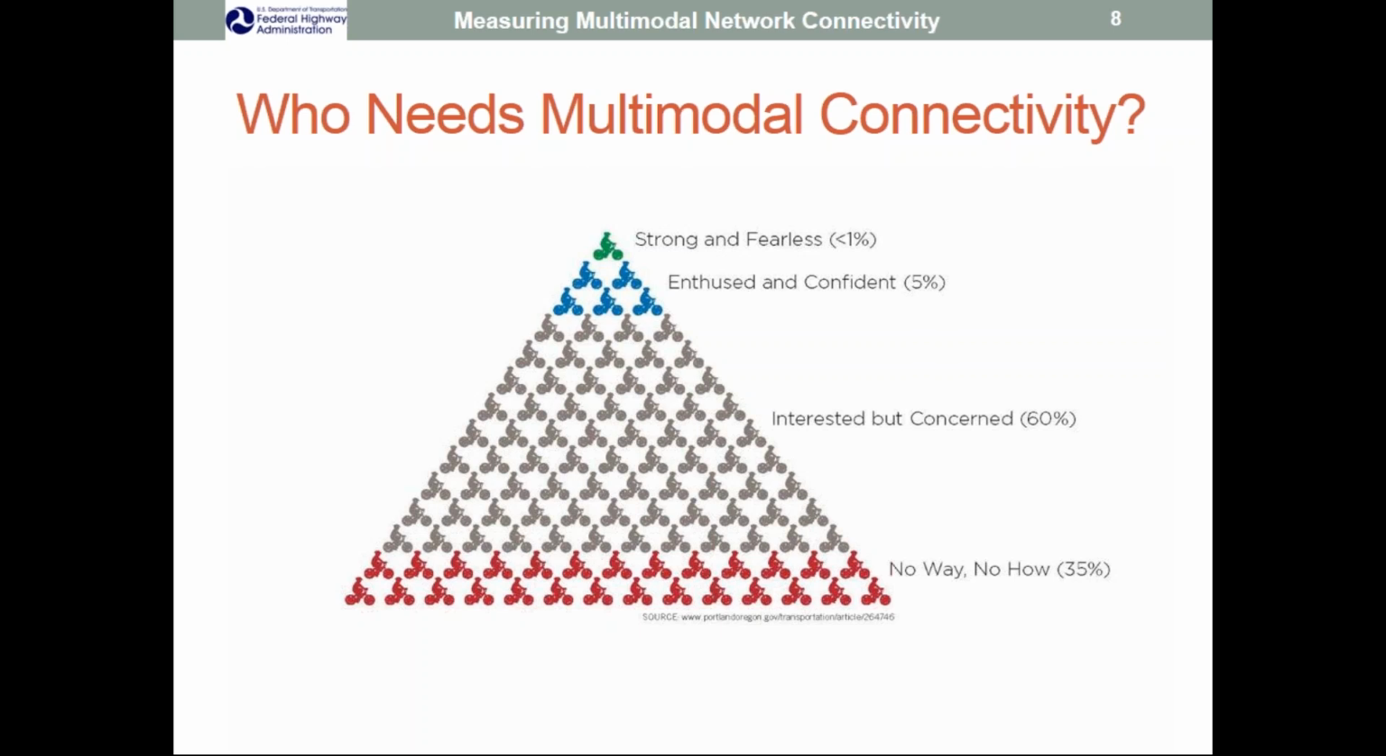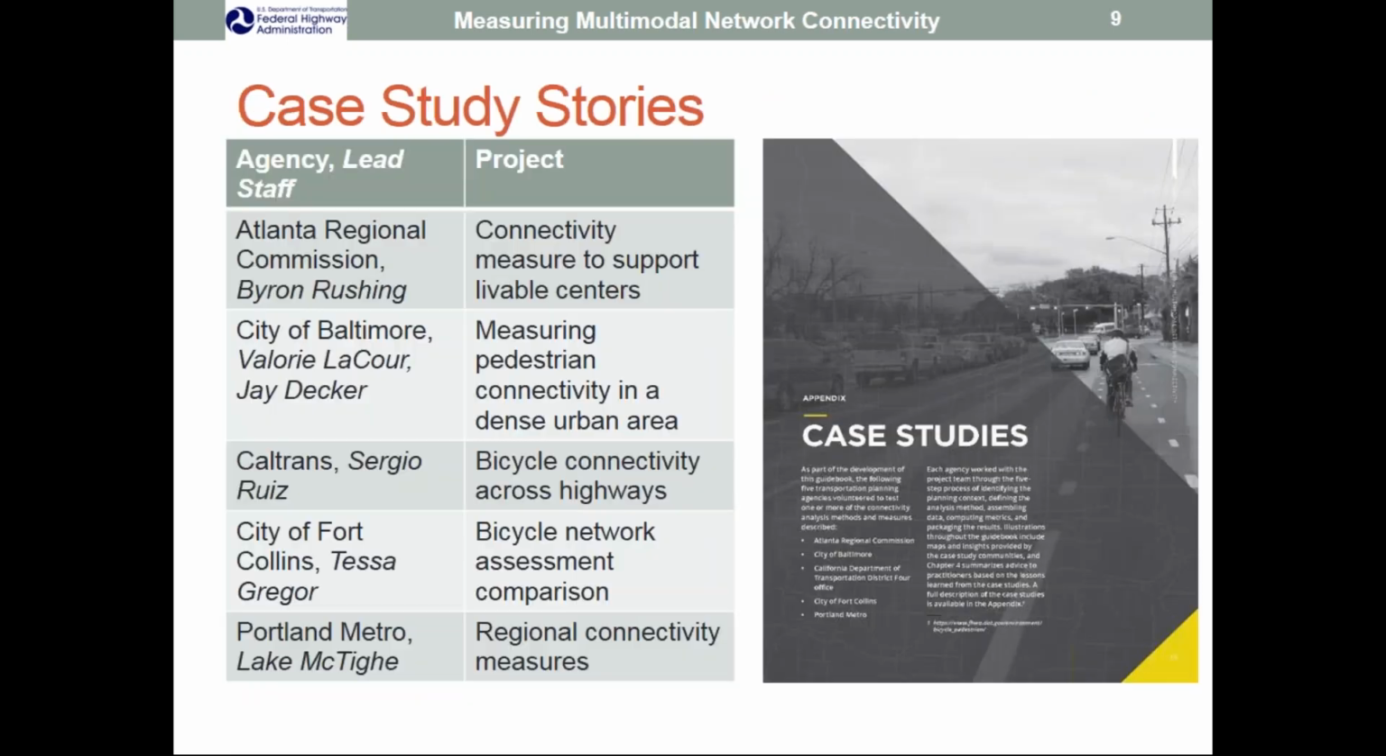There may be reasons that they're the no way, no how folks that have to do with accessibility for people with disabilities or comfort levels or age that could be resolved if we make our systems more comfortable. I want to take a few minutes to highlight the wonderful folks that we worked with and tell their stories, because that'll help put these abstract concepts we'll go into in a few minutes about methods and measures into a context of real life here.